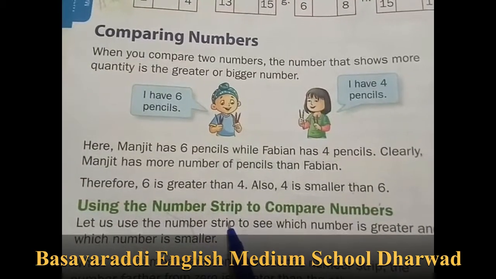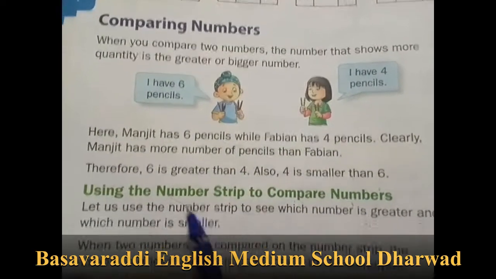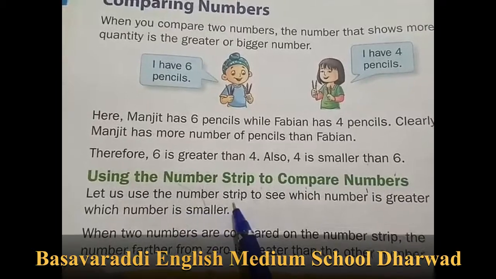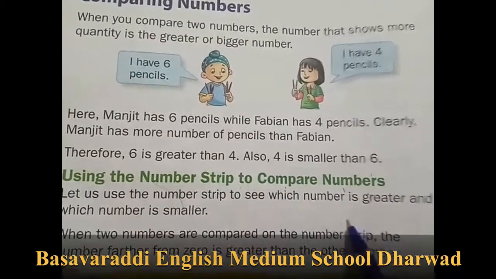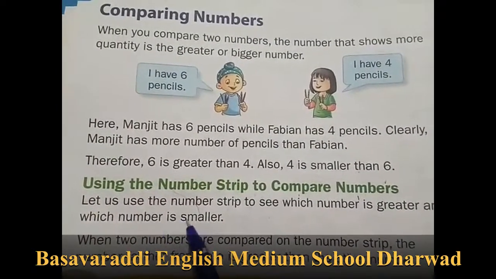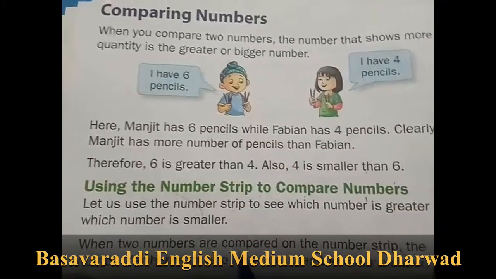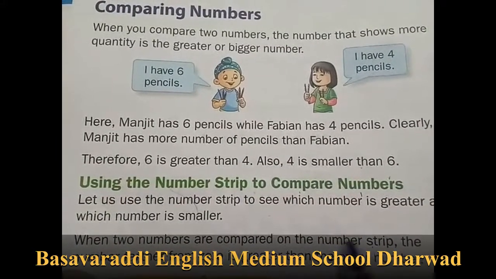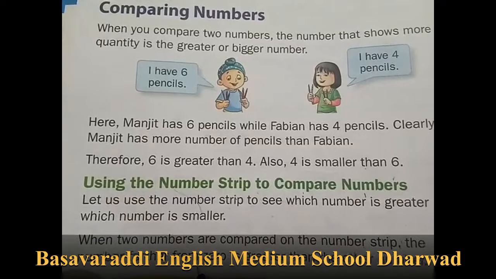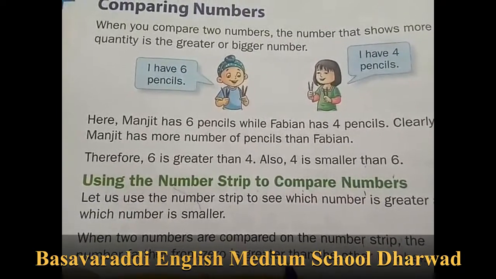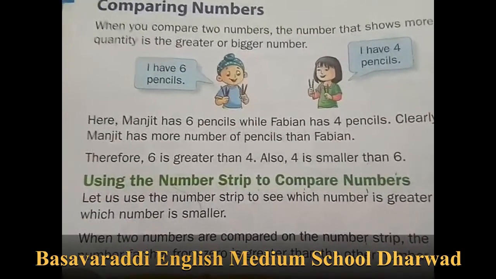Using the number strip to compare the numbers. Let us use the number strip to see which number is greater and which number is smaller. When two numbers are compared on the number strip, the number further from 0 is greater than the other number.